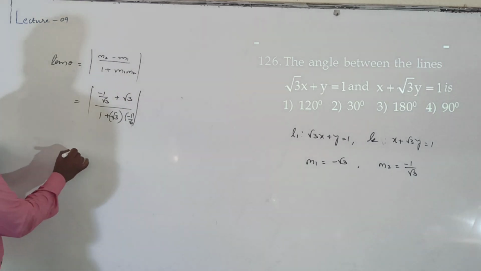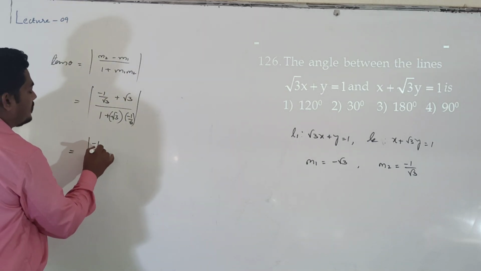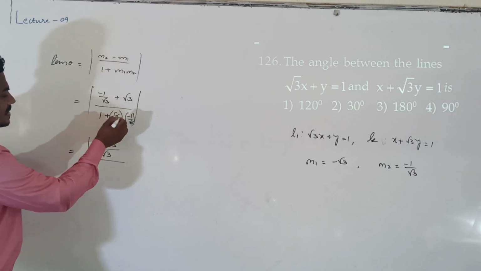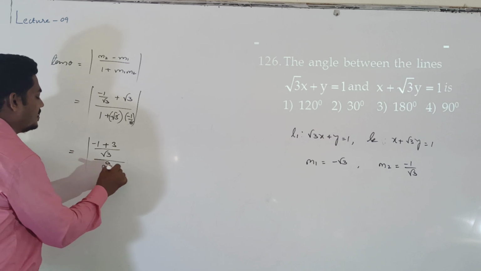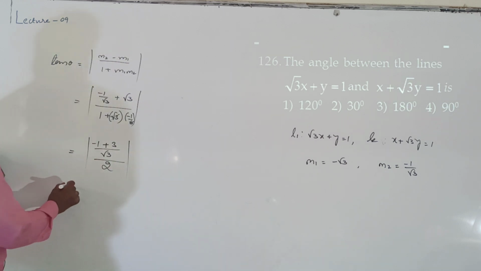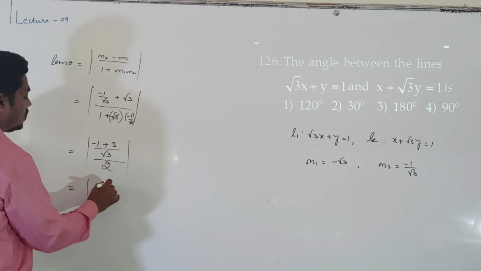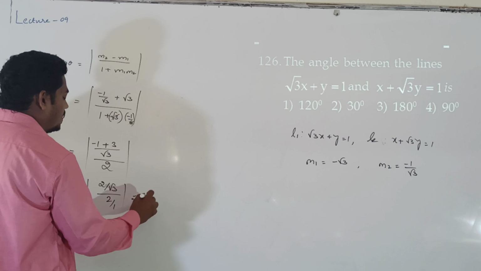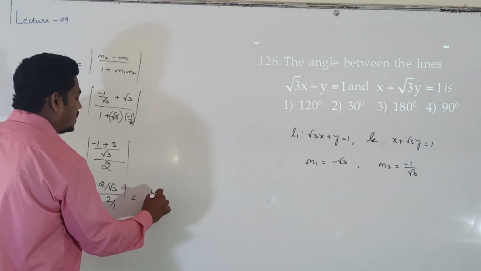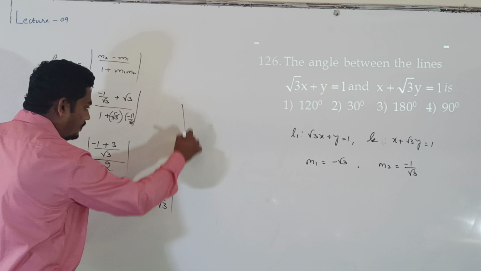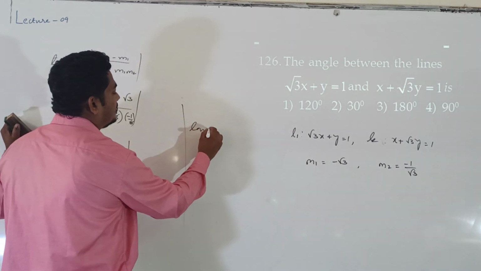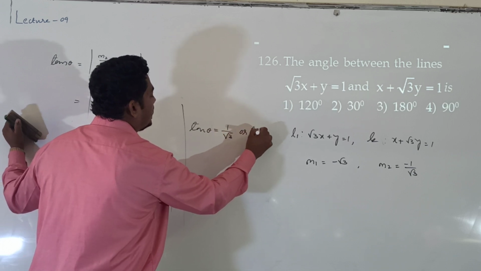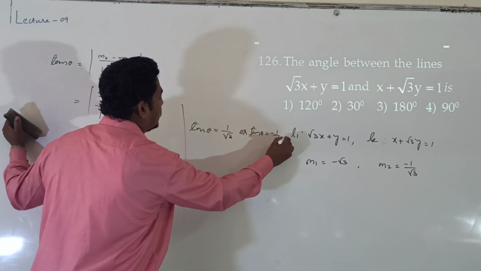Taking the LCM, minus 1 plus 3 divided by root 3, the denominator root 3 gets cancelled. Minus into minus is plus, so we will get 2. That is equal to modulus of 2 divided by root 3 divided by 2, nothing is given means 1. That is equal to modulus of 1 by root 3, so tan theta is equal to plus 1 by root 3 or tan theta is equal to minus 1 by root 3.